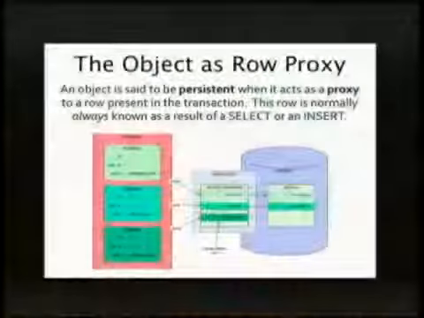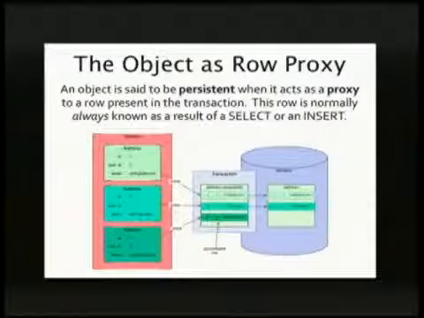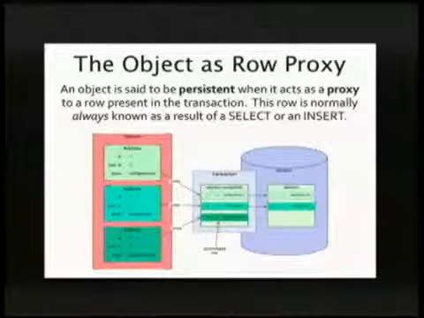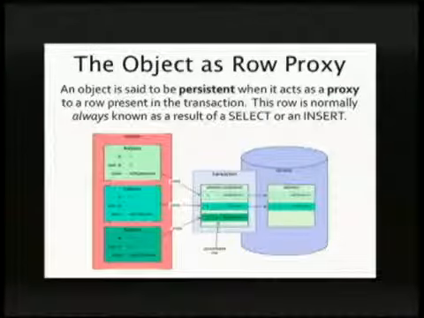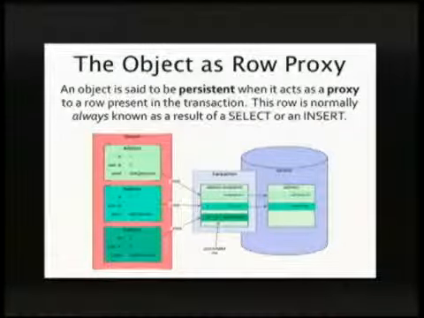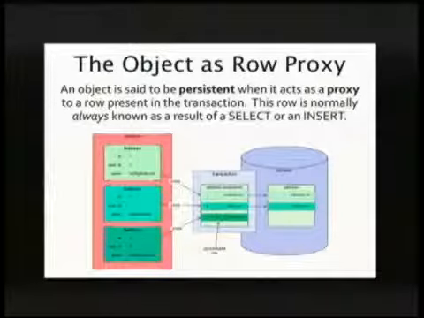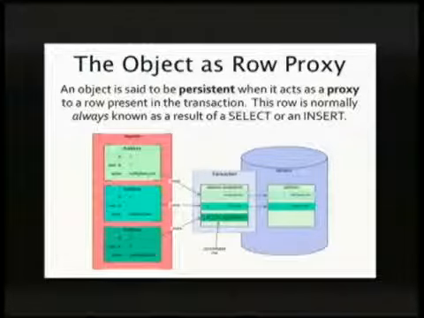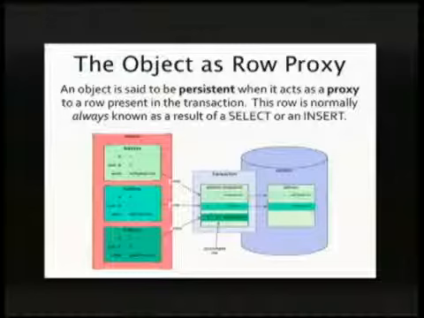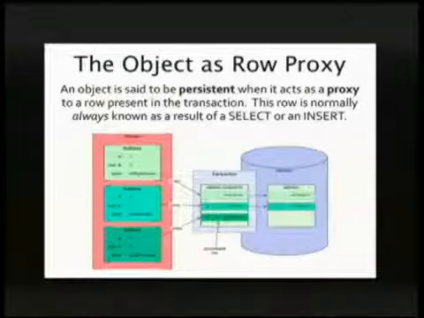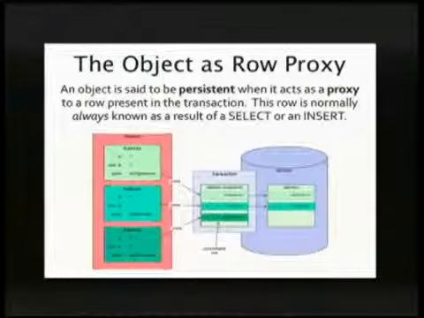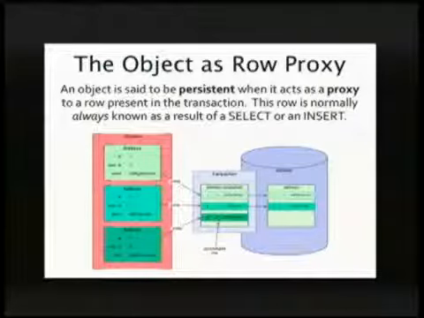So some pictures, now you can see a little better. The object as row proxy. An object is said to be persistent when it acts as a proxy to a row present in the transaction. And this row is normally always known as the result of a select or an insert. So in this diagram style, the dotted line box in the middle is the transaction. I put a copy of the address table in there because the multi-version concurrency control really makes it as though there's a copy of the address rows that we care about in that middle zone.